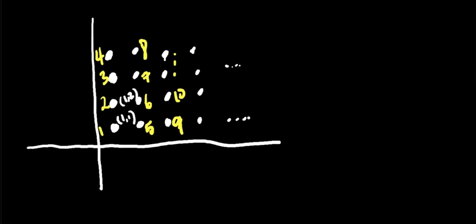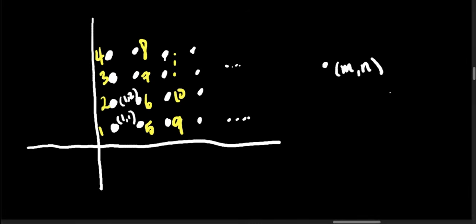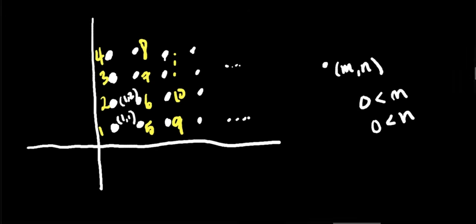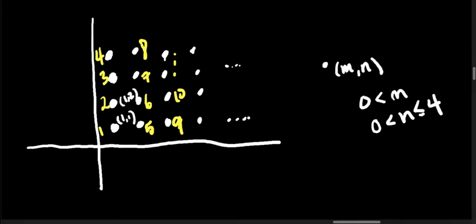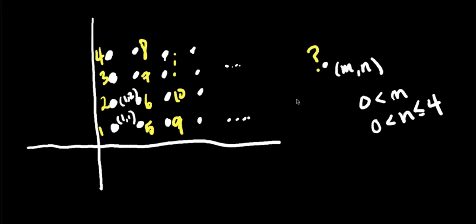And given some general point out here in the plane, say it's m, n, where m is an integer greater than 0 and n is an integer greater than 0 and less than or equal to 4, we want to know which number we're eventually going to assign to this particular point in the plane if we count in the way that we're discussing. So I invite you to pause the video and think about it.